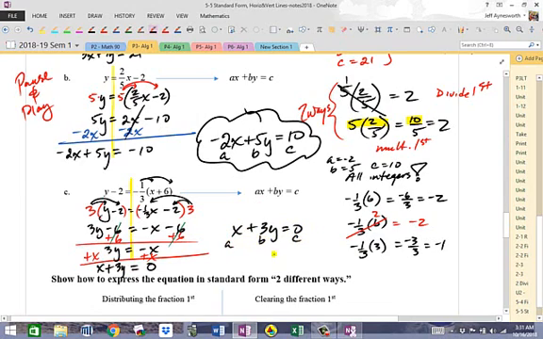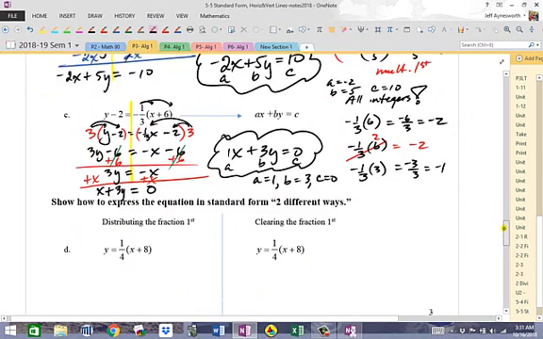A is 1, there's a 1 there. All right. B equals 3 and C equals 0. Yes, C can be 0. That's okay. All right? All right. Okay. One more time. Pause and play.